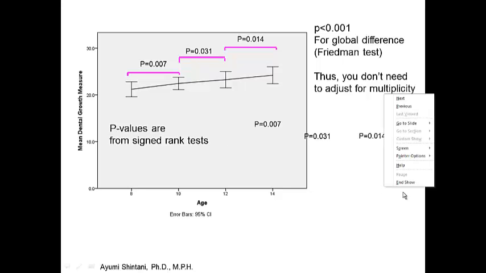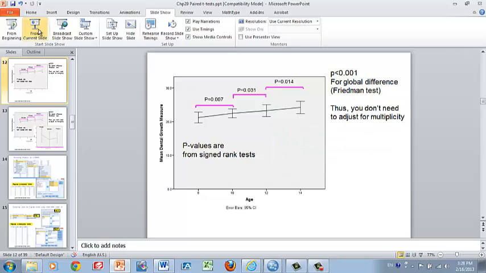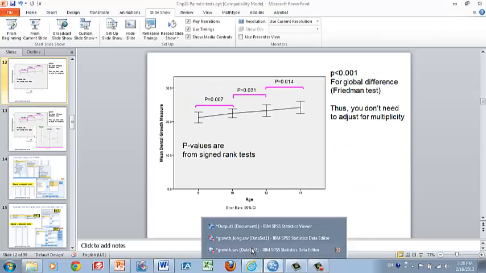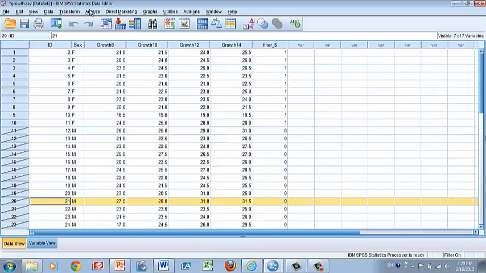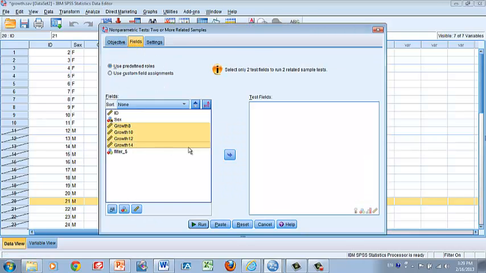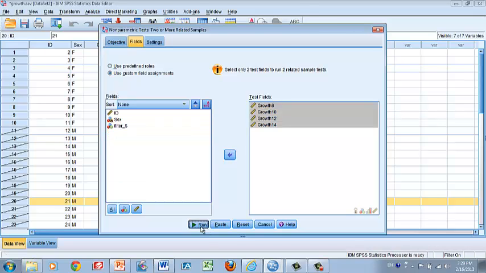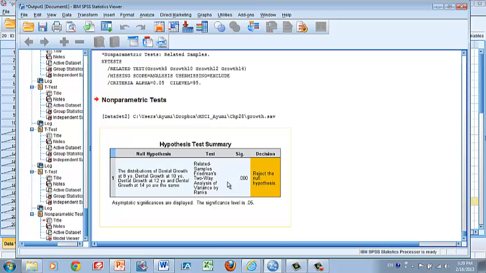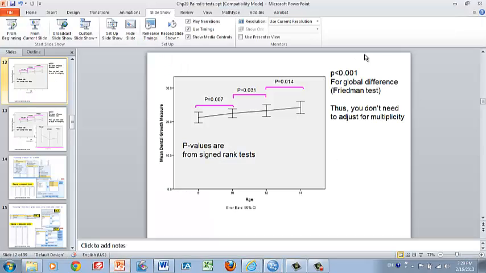So in this case, let me compute the Friedman test, and you require horizontal data for that. So let's go to nonparametric related samples, right? Let's put all 4 in the test fields, and then click run, and this provides the Friedman test, with a p-value less than 0.0001. So we detected a global difference, and therefore we are allowed to report these p-values without multiplicity adjustment.